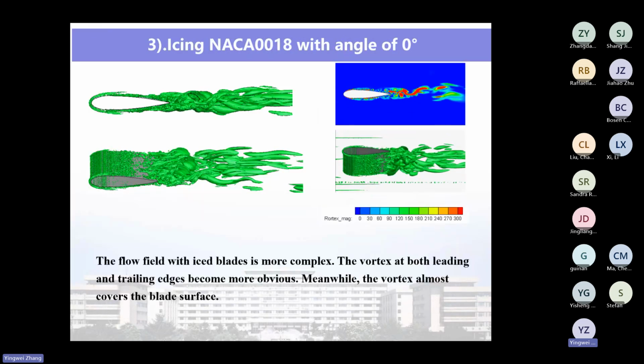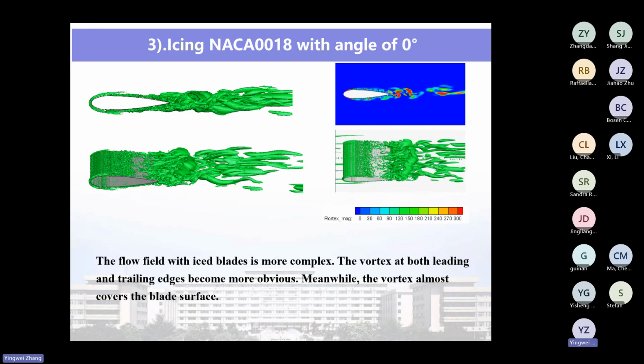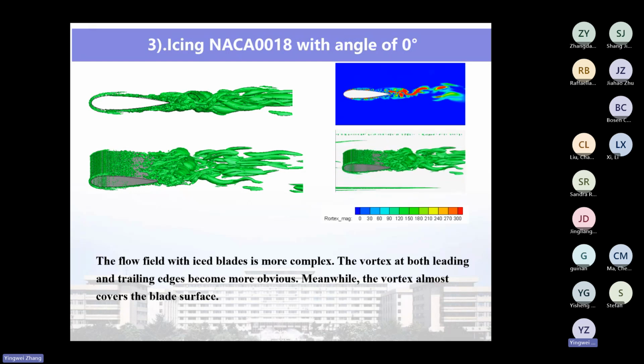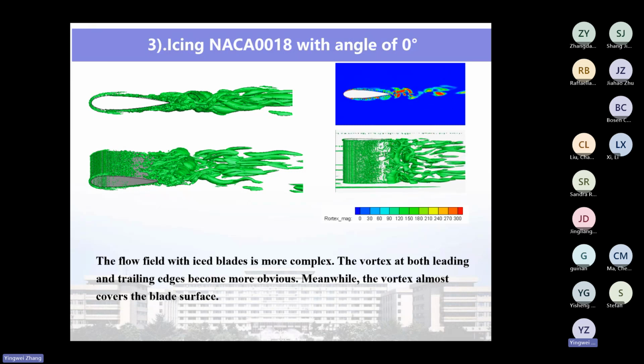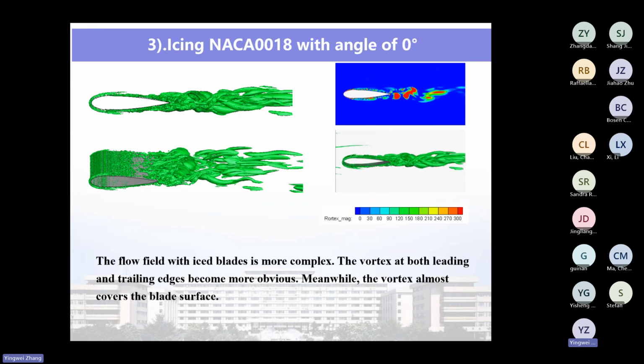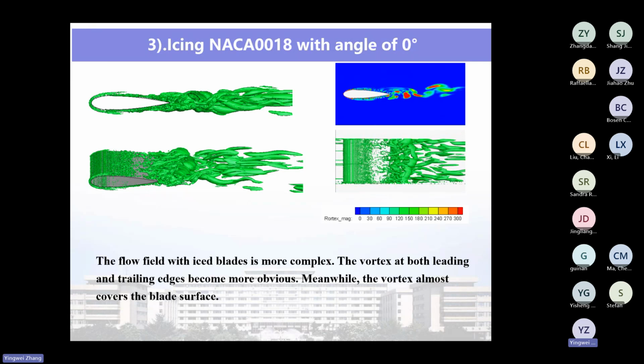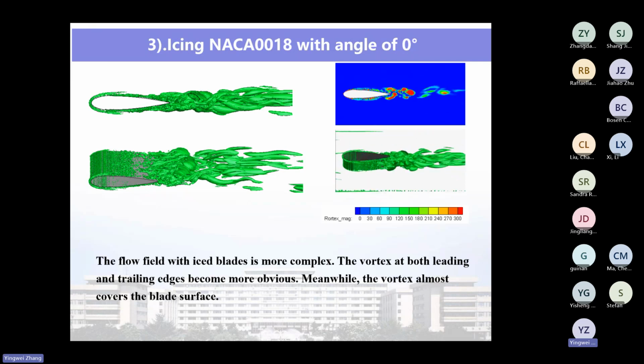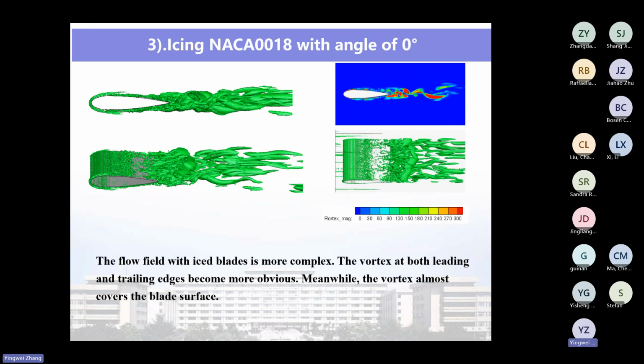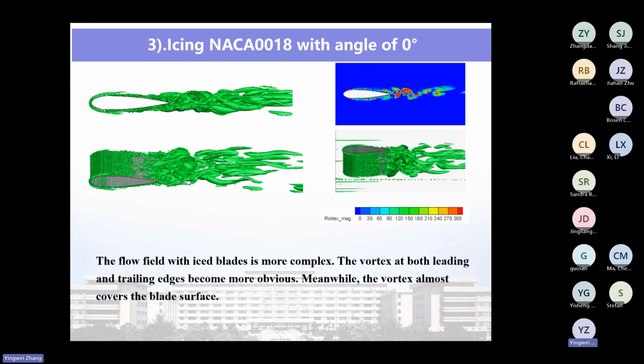The figure shows the flow field distribution of the NACA018FL after icing at 0 degrees. As can be seen from the figure, the flow field with the iced blade is more complex. The vortices at both the leading and the trailing edge become more obvious. Meanwhile, the vortex almost covers the blade surface. The more intense vortex can be seen from the vortex distribution of each cross section as well.